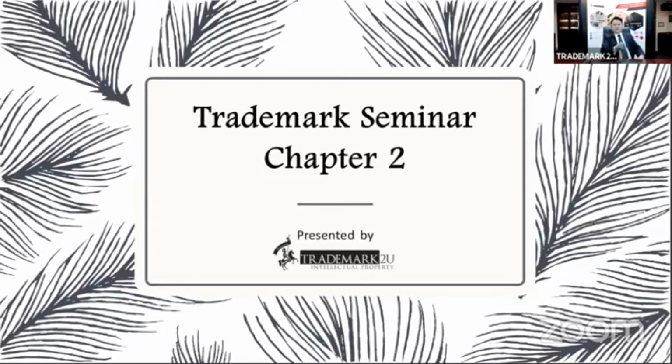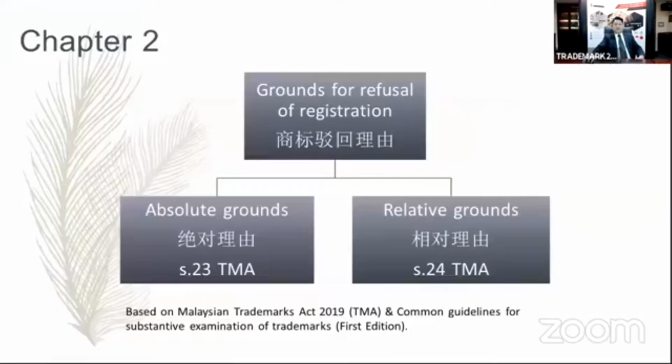In chapter 2, I will be talking about the grounds for refusal. In the previous chapter, we talked about ownership, the benefits under the law for protecting registered trademark owners, criminal offenses, enforcement, and the rights to the property. All right, so we come back to the examination part.